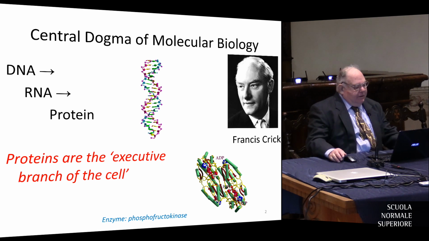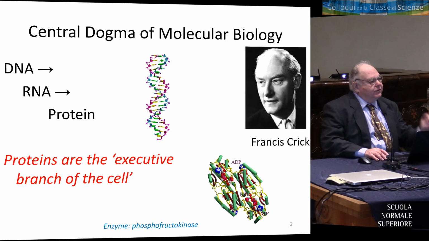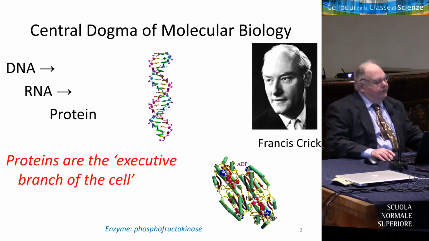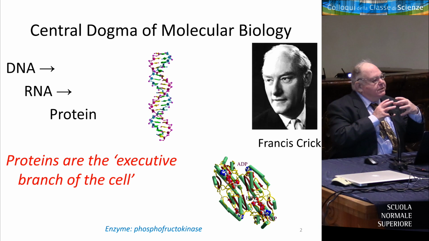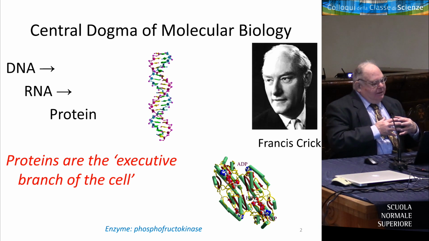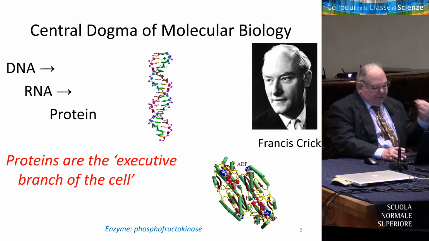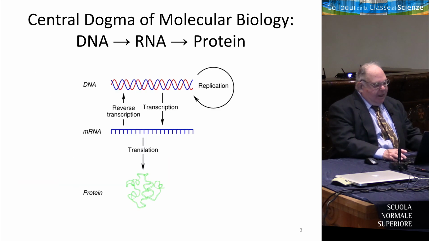So the structure of phosphofructokinase, which is a typical enzyme, contains thousands and thousands of atoms. You can see within the picture there are a few small molecules represented by spheres, and what the enzyme is doing is holding two of these together so that the reaction can take place. So enzymes are the executive branch.